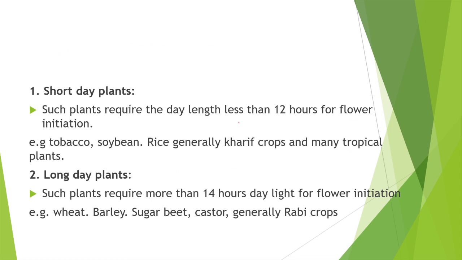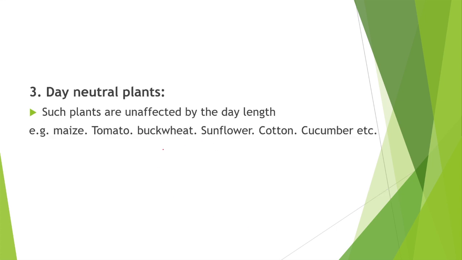Short day plants require a day length of less than 12 hours for flower initiation. For example, tobacco, soybean, rice. Generally, kharif crops and mainly tropical plants are short day plants. Next are long day plants. Such plants require more than 14 hours of daylight for flower initiation. For example, wheat, barley, sugar beet, castor, generally the rabi crops. And the third type is day neutral plants. Such plants are unaffected by the day length. For example, maize, tomato, buckwheat, sunflower, cotton and cucumber.